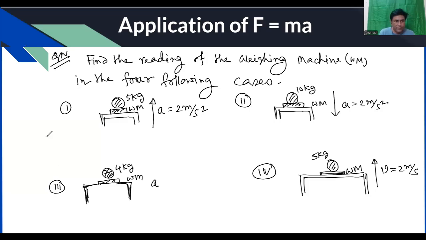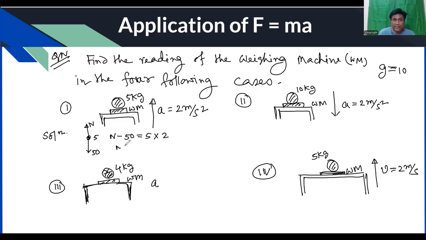Okay. Let me try the first one. If I draw the free body diagram, 5 kg. So the downward force will be 50, mg. I'm always taking g as 10, okay? The upward force will be the normal reaction, and I am going to calculate the normal reaction only. But the equation will be upward force minus downward force equal to mass into upward acceleration, okay?